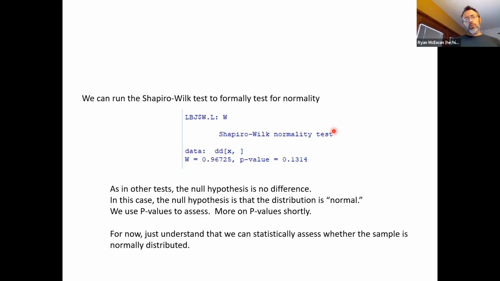We can also run a formal statistical test called the Shapiro-Wilk test. The Shapiro-Wilk test tests for a normal distribution. As in other tests, and this is the first time we've calculated a p-value, the null hypothesis is no different. In all statistics, we have a null of no difference. In this case, the null hypothesis is that the distribution is normal. We use p-values to assess. We'll talk about p-values shortly. For now, just understand that we can statistically assess whether a sample is normally distributed using the Shapiro-Wilk normality test, and we can generate this p-value. That's going to be part of what we're going to do.